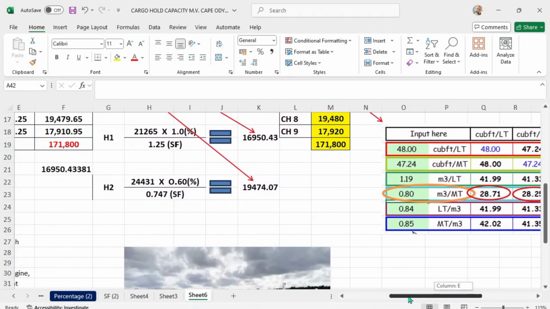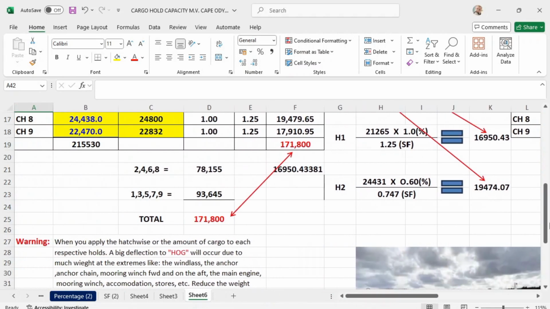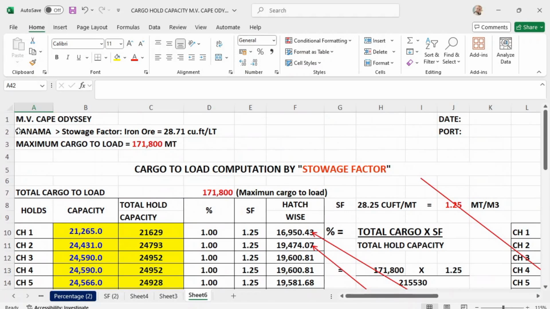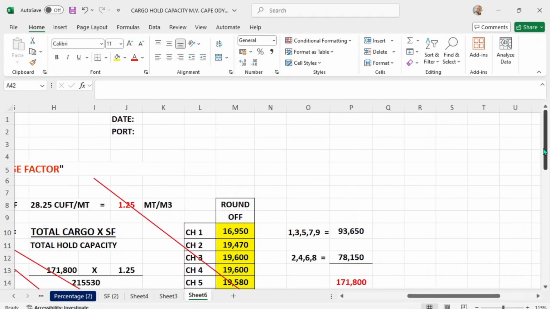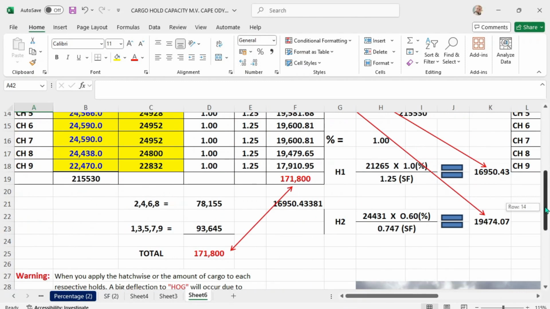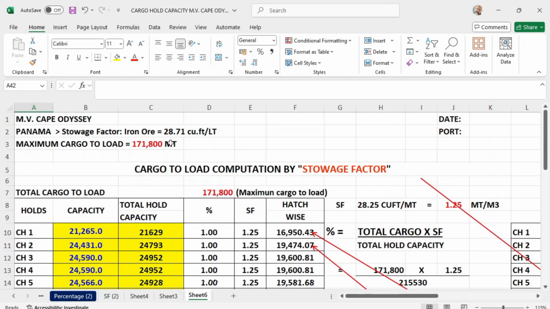So what will be the value? We start here. What is the value of cubic feet per long ton? So we go here, cubic feet per long ton, that will be 28.7. So I put here 28.7 cubic feet per long ton. The maximum cargo is 171,800.